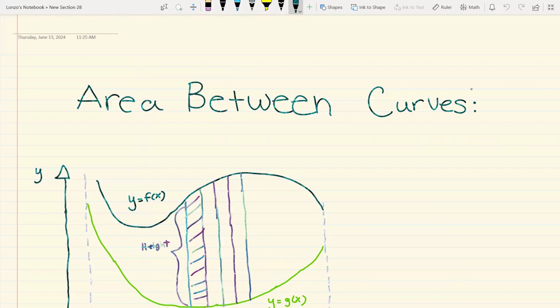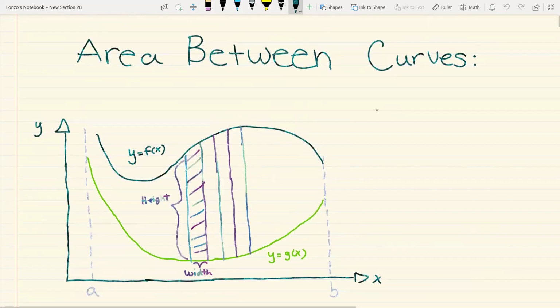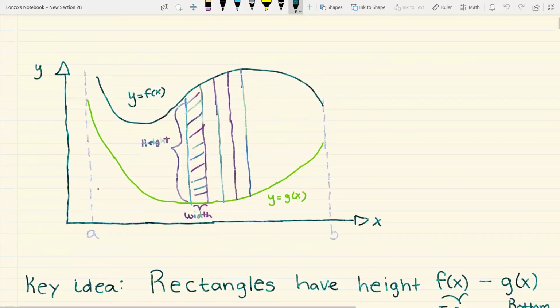Hello, in this video I explain how to find the area between two curves in terms of x, vertical, and in terms of y, horizontal. So let's look at an example. Here we have two curves. We have y equals f of x, and the other, the green one, y equals g of x. You want to find the area between the boundaries from A to B, right?